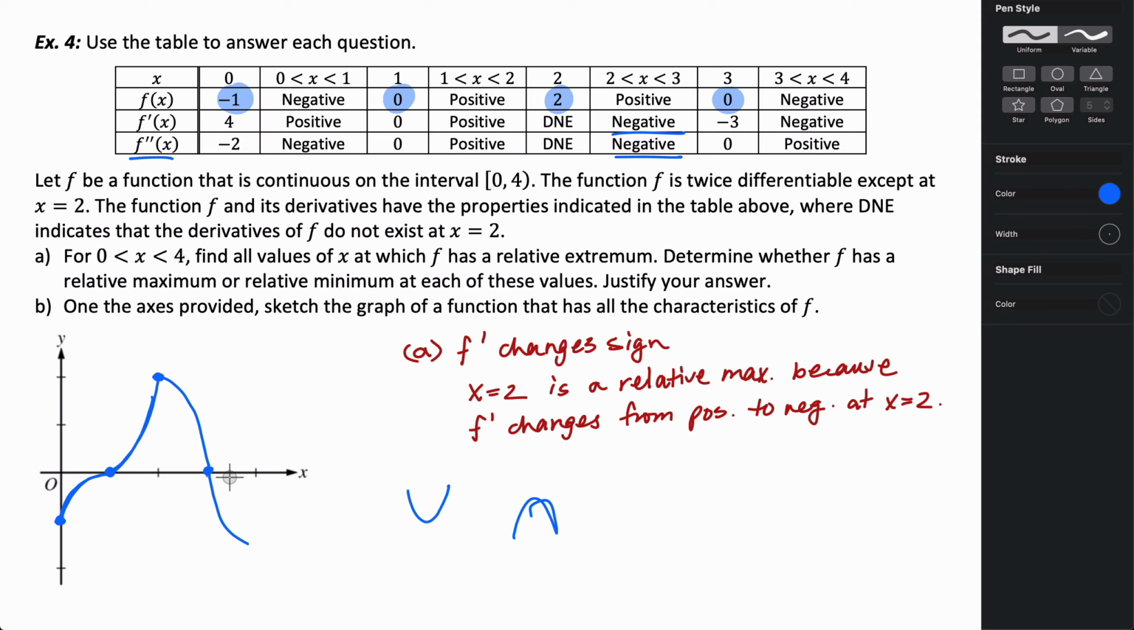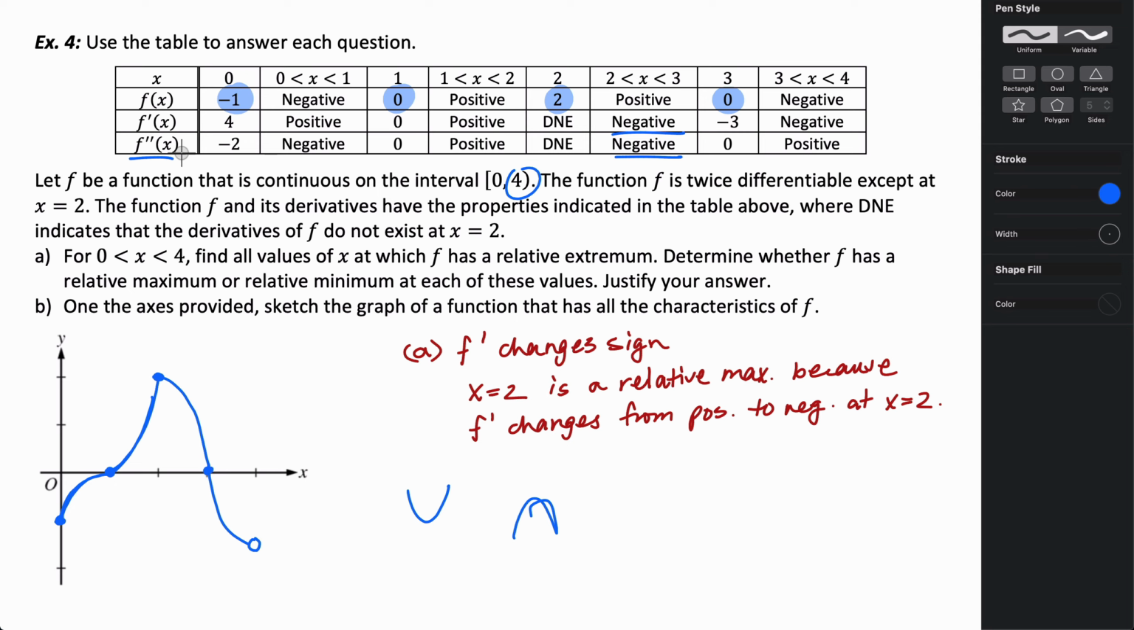We don't actually know the final value at x equals 4, and it's not defined there, so I should have an open circle at 4, something like this. So my function would look perhaps something like that.